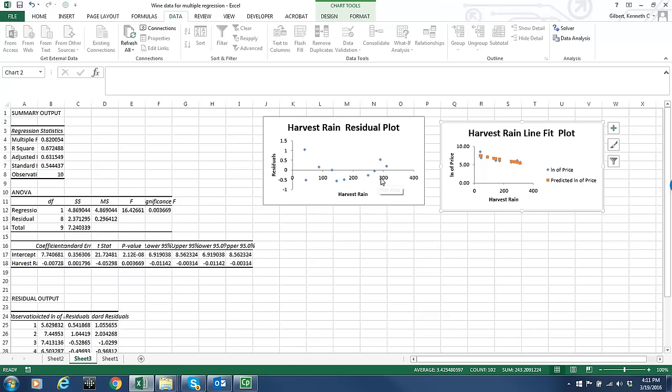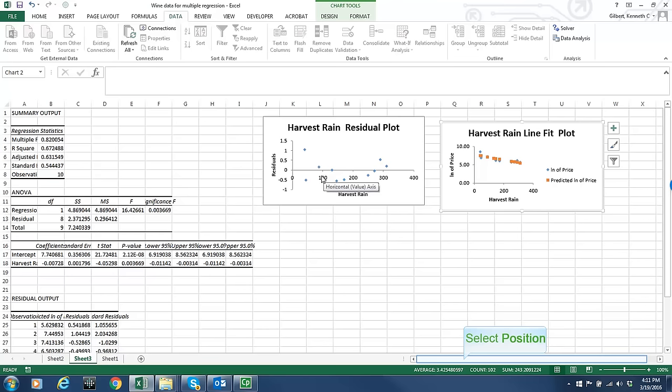This is the residuals, and it says for different values of harvest rain. Remember, the residuals are the error, the difference between the actual and the predicted price. And we don't see anything really strange going on there. When the harvest rain was really, really low, we had the biggest error, and we might want to investigate that later.